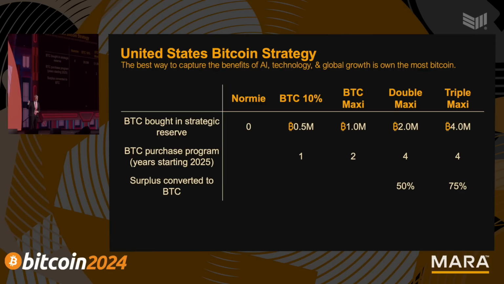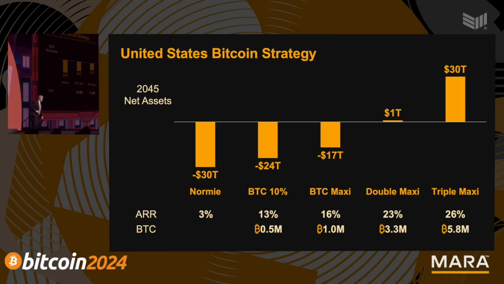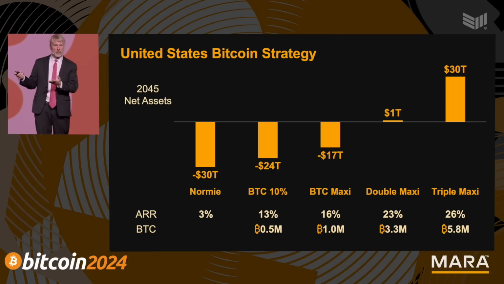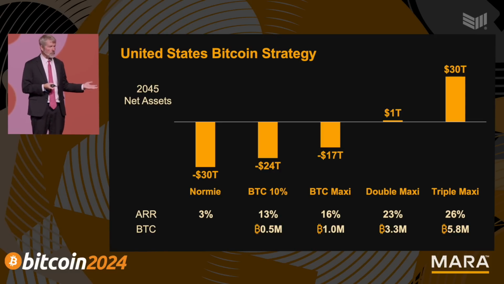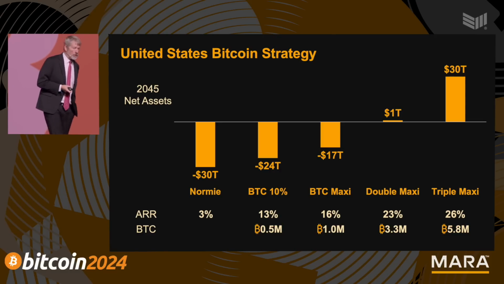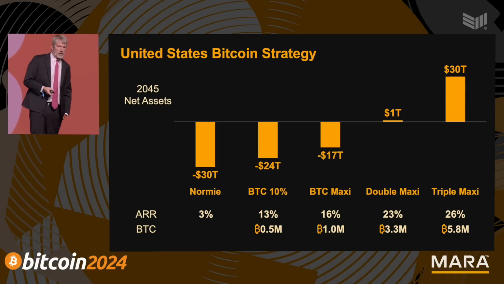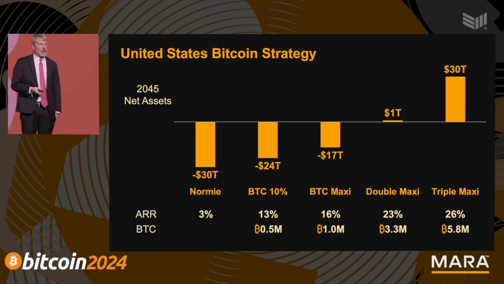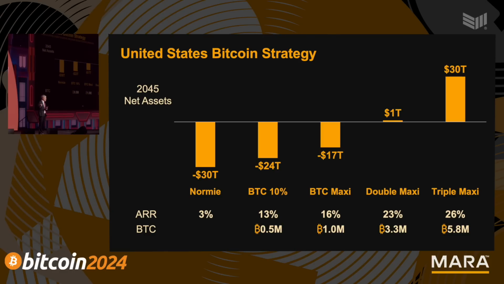And the consequences? Well, if you're a normie and you have great productivity growth and brilliant technology and the robots do all the work for us, you're still going to be in debt. It just won't get much worse. I mean, that'll save us. We need that. If you're a maxi, you'll pay off half the debt. If you're a double maxi, you got a surplus. And if you're a triple maxi, instead of owing 30 trillion, the nation has 30 trillion.